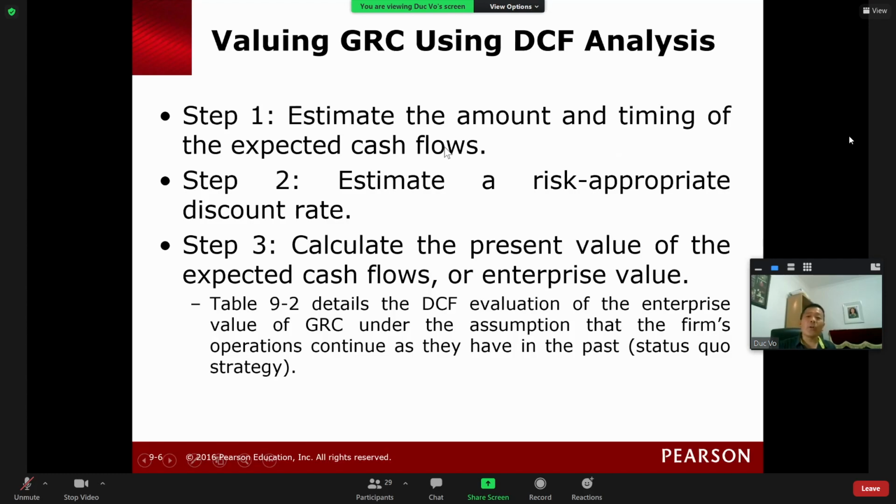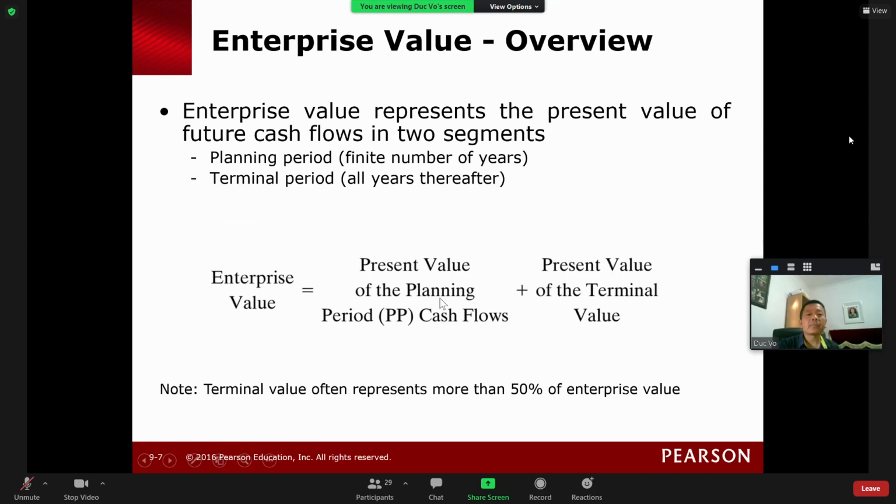So what you do is, okay, step number one, you estimate the amount and the timing for the expected cash flow, and then I say in practice, people will try to forecast for the next 5 years. And then step number two, you try to estimate the discount rate or the cost of capital. And then step number three, you work out the present value for all expected cash flow. And then what you get is the enterprise value.